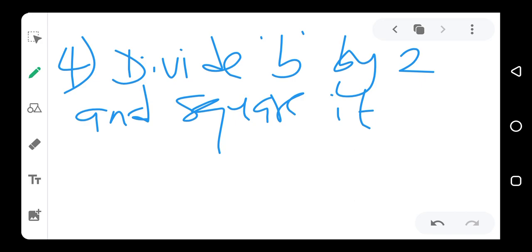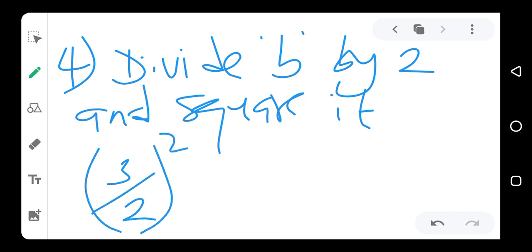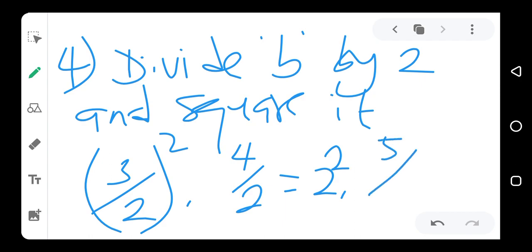So assuming we have the value of b as 3, then we divide it by 2 and then square everything. Assuming we have the value of b as 4, we divide it by 2, getting 2, and then we square it. Assuming we have the value of b as 5, we divide it by 2, 5 over 2, and then find the square of it. That is step 4.